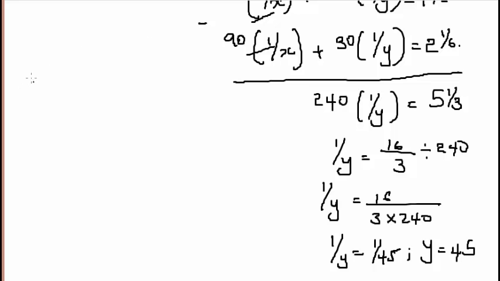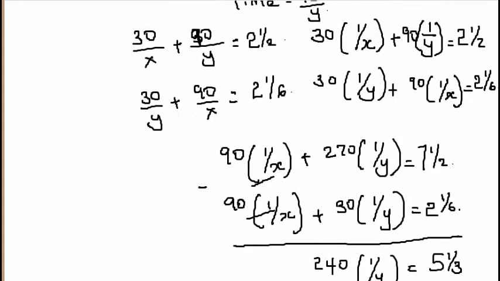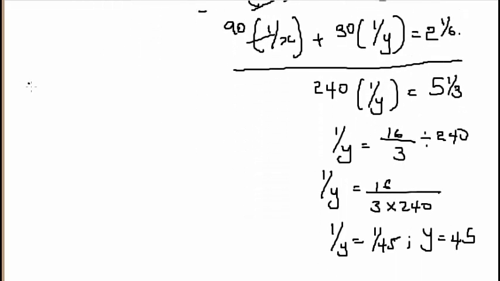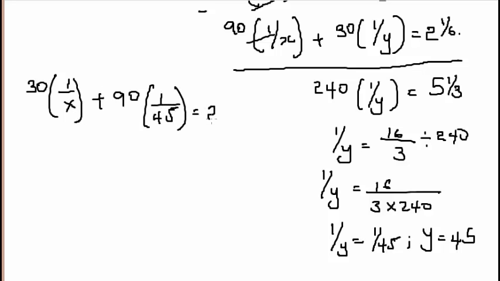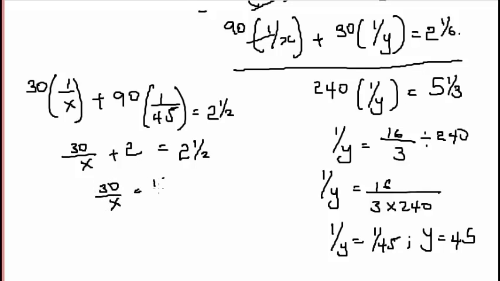Now after getting y, it's so much easier to get x. Just pick any one of the equations earlier on. Let's pick 30 into bracket 1 over x plus 90 into bracket 1 over y is equal to 2.5. X is what we're looking for here, and my y is 45. So I have 30 over x plus 2, because 45 in 90 is 2, is equal to 2.5. 30 over x becomes 2.5 minus 2, you get half. My x becomes 30 times 2, giving me x to be 60. That means my x is 60 kilometers per hour and my y is 45 kilometers per hour.